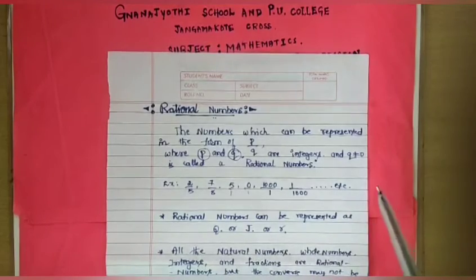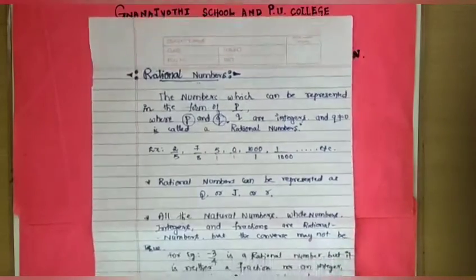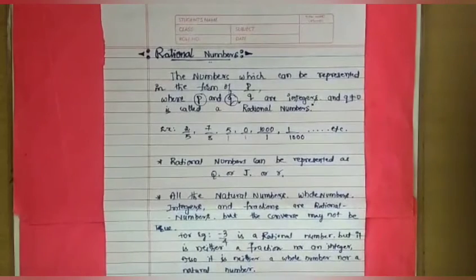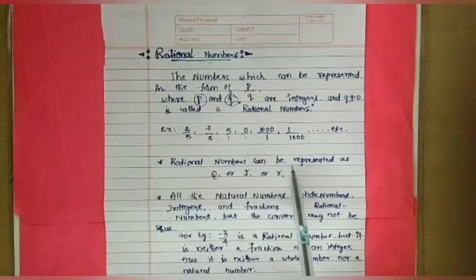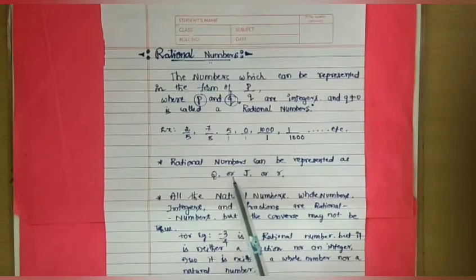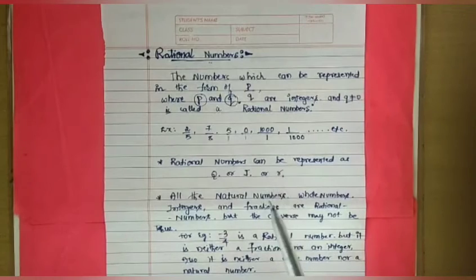Right? So rational numbers can be represented by a capital Q. Rational numbers can be represented as capital Q, or capital J, or small r.